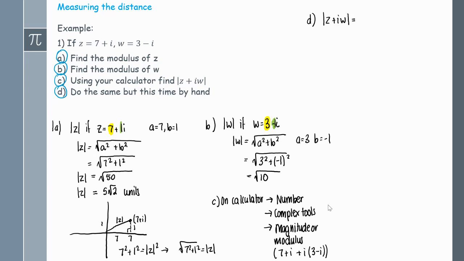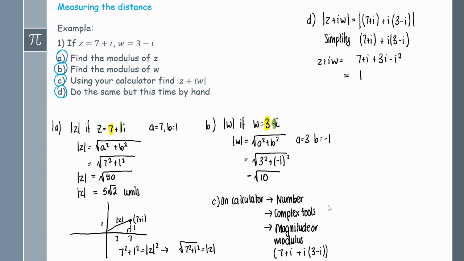So z plus iw can really be written as 7 plus i times 3 minus i. And then I'm going to take the modulus of all of this. But first, simplify or expand whatever's inside as best you can. i times 3 minus i, let's do that first. You'll get 3i minus i squared. Okay, group your real and imaginary parts together. And remember that i squared is the same thing as negative 1.